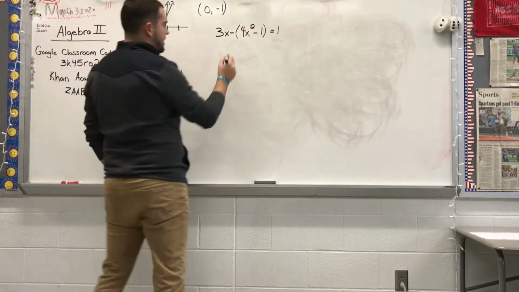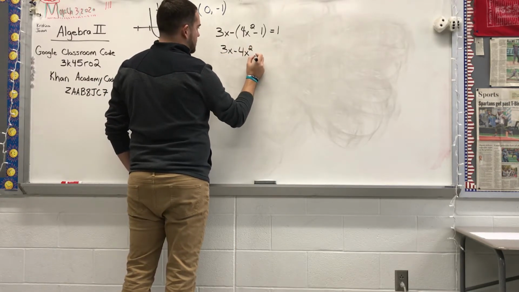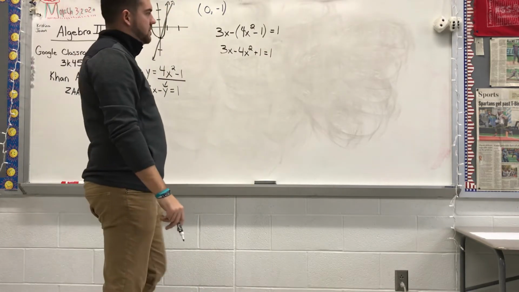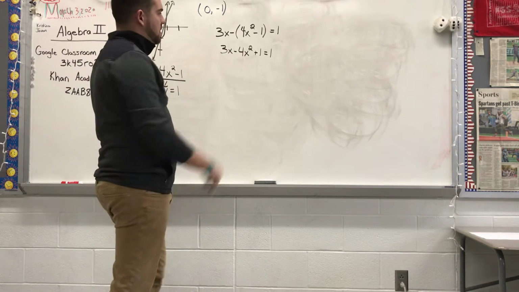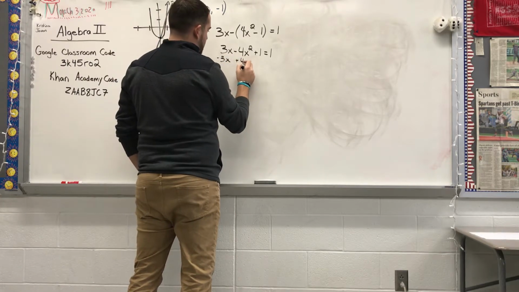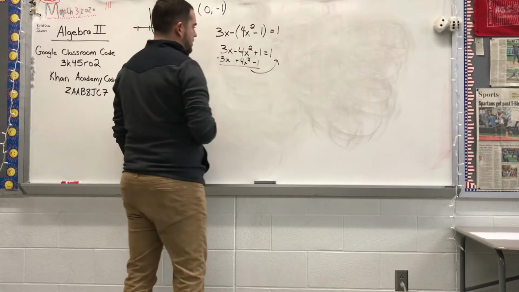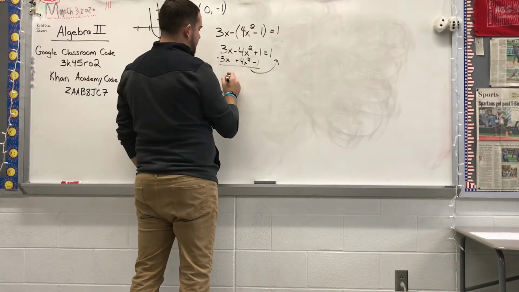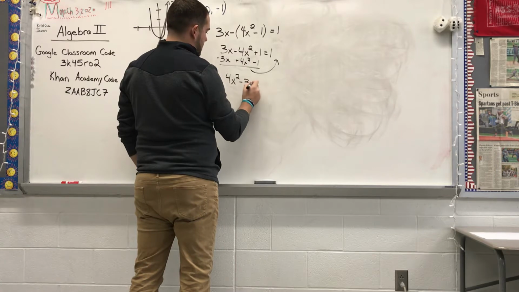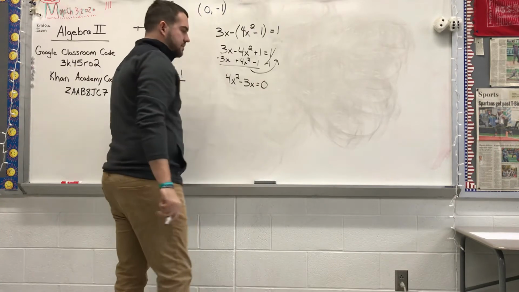Okay, so now if we rewrite that, we have 3x minus 4x squared plus 1 equals 1. Now, for the sake of getting this to be positive, we're going to move everything to the other side. We're going to move all of this over here. So what you'll get when we rewrite it is 4x squared minus 3x. Now we have 1 minus 1, so those will cancel out. So that's what you have.